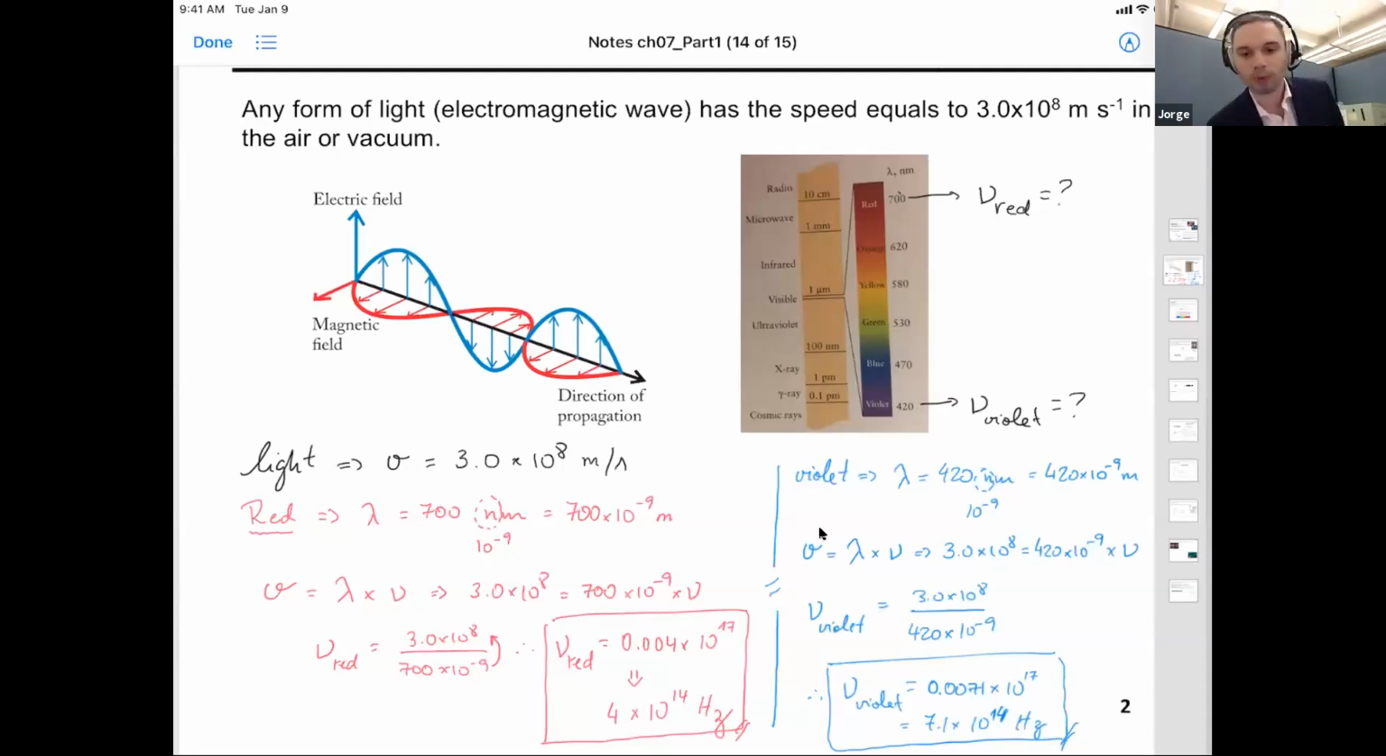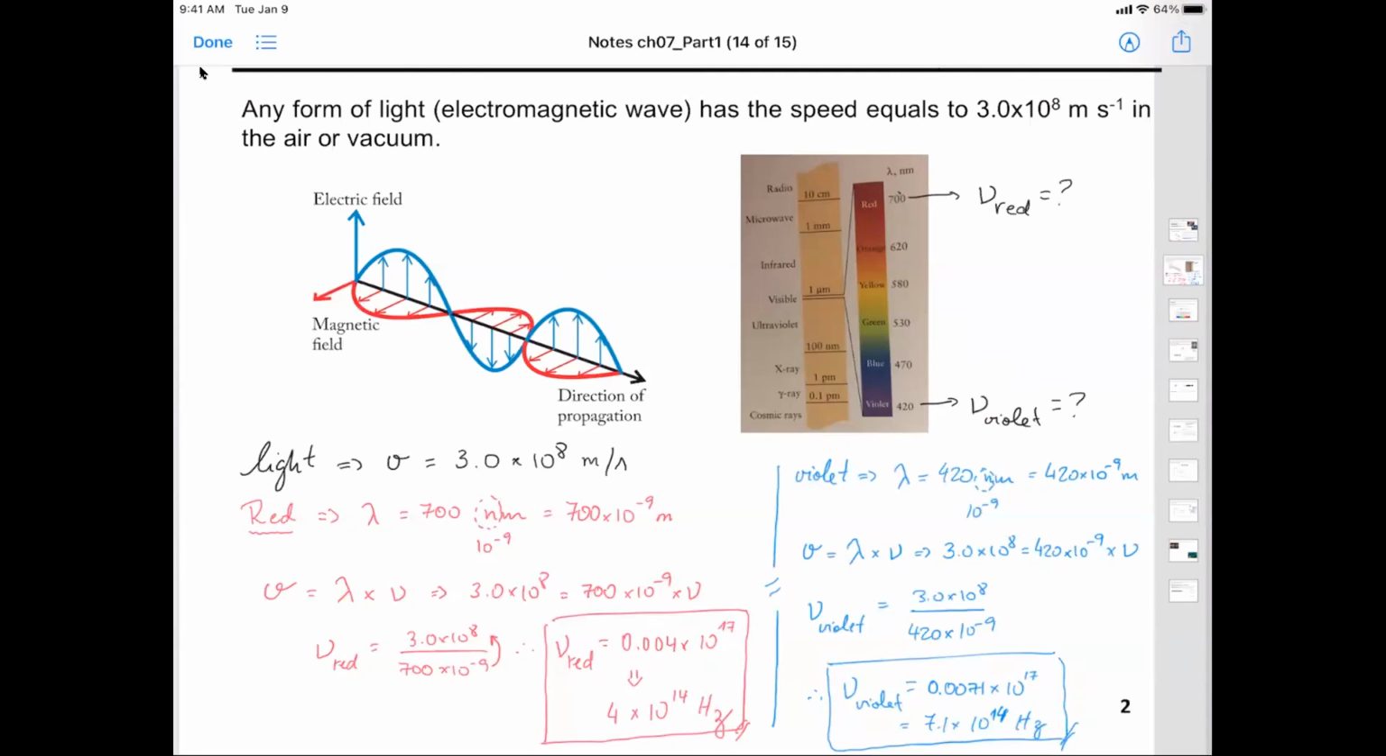So today, let's continue what we started on chapter number 7 and see how far we can get. Let's see where we stopped. Let me share my screen with you. Okay, so this was the last thing I showed you. We are now focusing on waves.